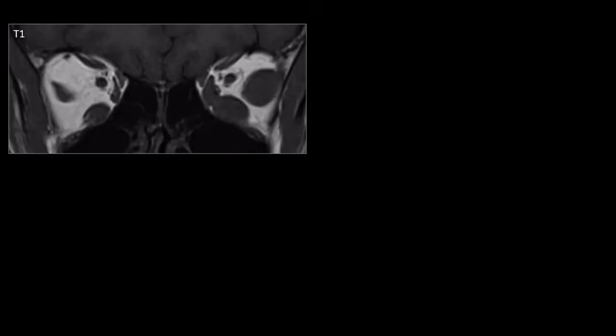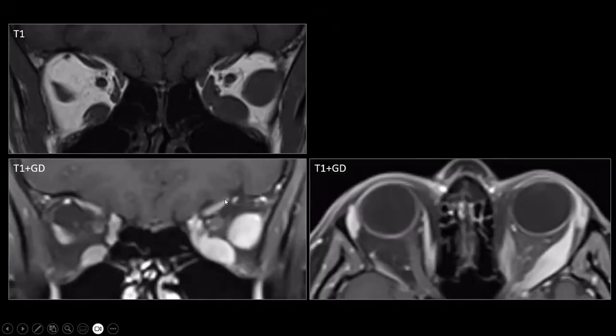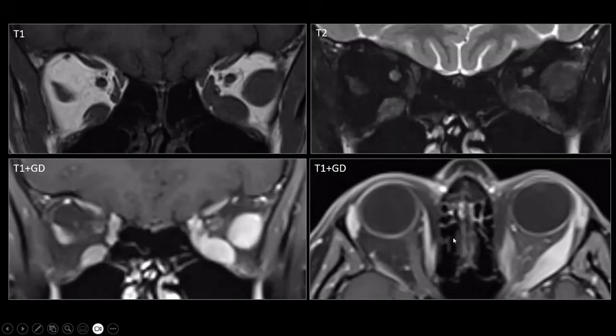This is another patient with idiopathic orbital inflammation, and we see on these unenhanced T1 weighted images enlargement of the inferior and the lateral rectus muscles on the left side. We see that they are enhancing, and more strongly enhancing than the contralateral normal muscles. We see that on both coronal and axial T1 weighted images with gadolinium, and this is very conspicuous on T2 weighted images. We would expect edema, right?